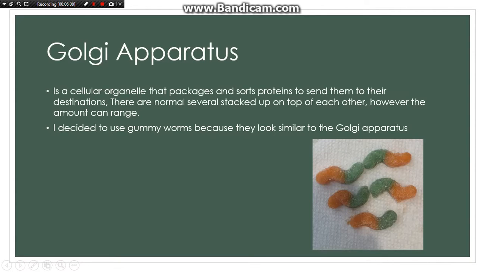I decided to use it because it looks similar to the Golgi apparatus structure, and the Golgi apparatus's job is to package and sort proteins to send them to their destinations. They're normally stacked up on each other, as shown in the picture. However, the stack amount can range.